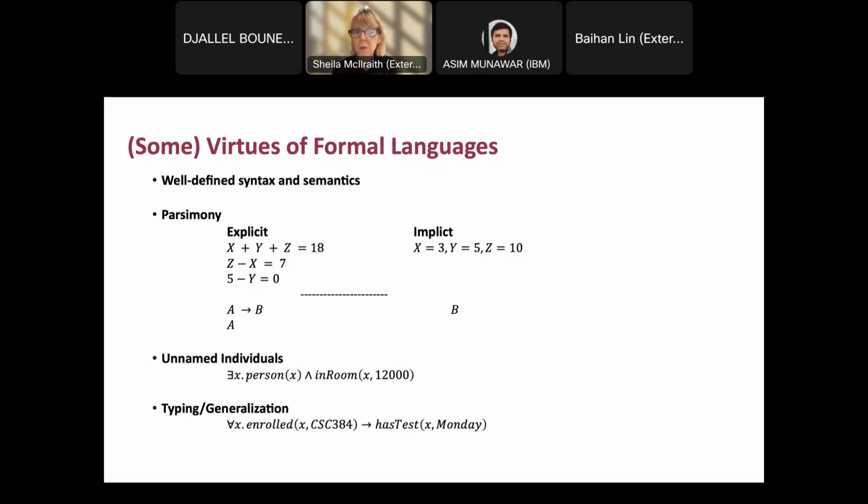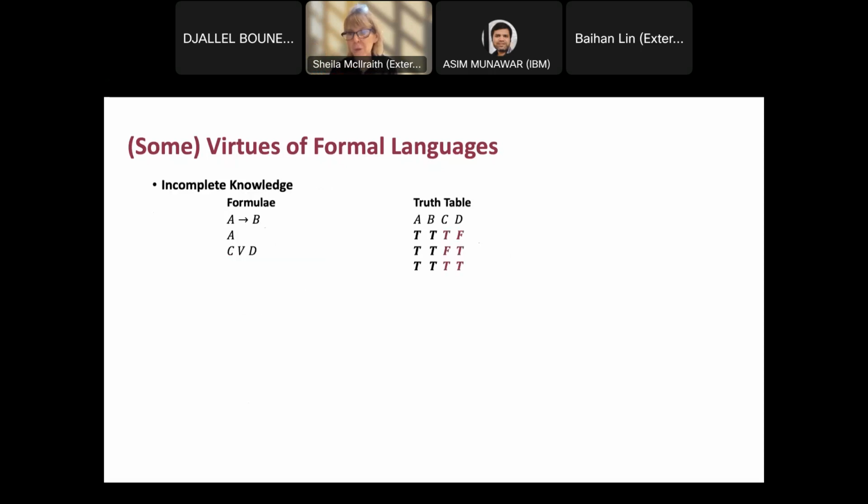In the other direction, you can use typing and generalization to take individuals that we know about and to talk about them as a collective and not to have to enumerate properties of them as an individual. So for example, I had 450 students in my Intro to AI class last year, and for all X, enrolled X in CSC 384, which is our Intro to AI course, has test X Monday. So all of my students had tests on Monday. I didn't want to write it out 450 times, but I can write it out parsimoniously using first order logic.